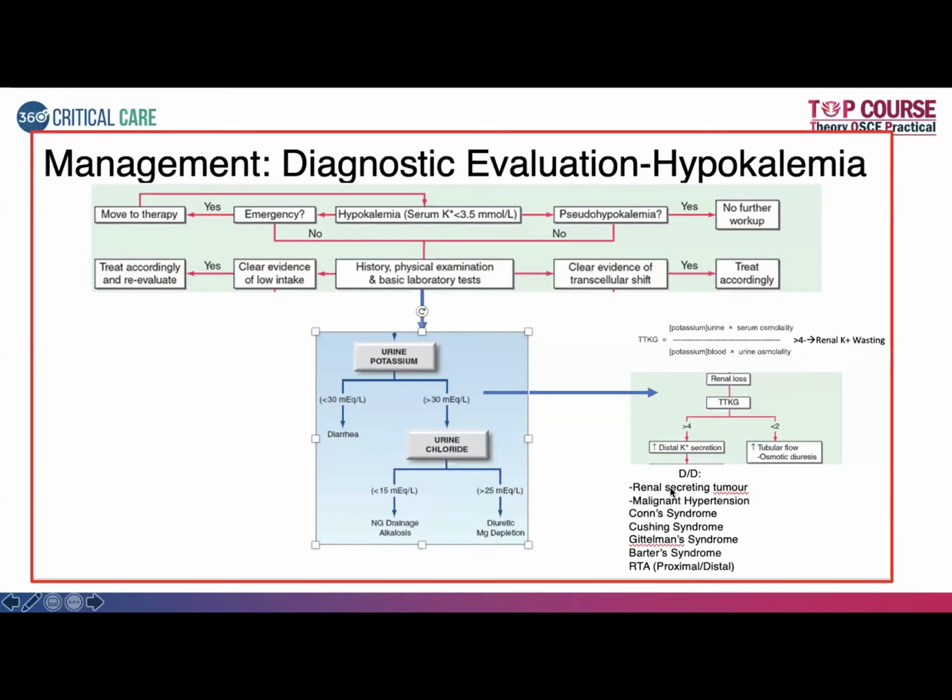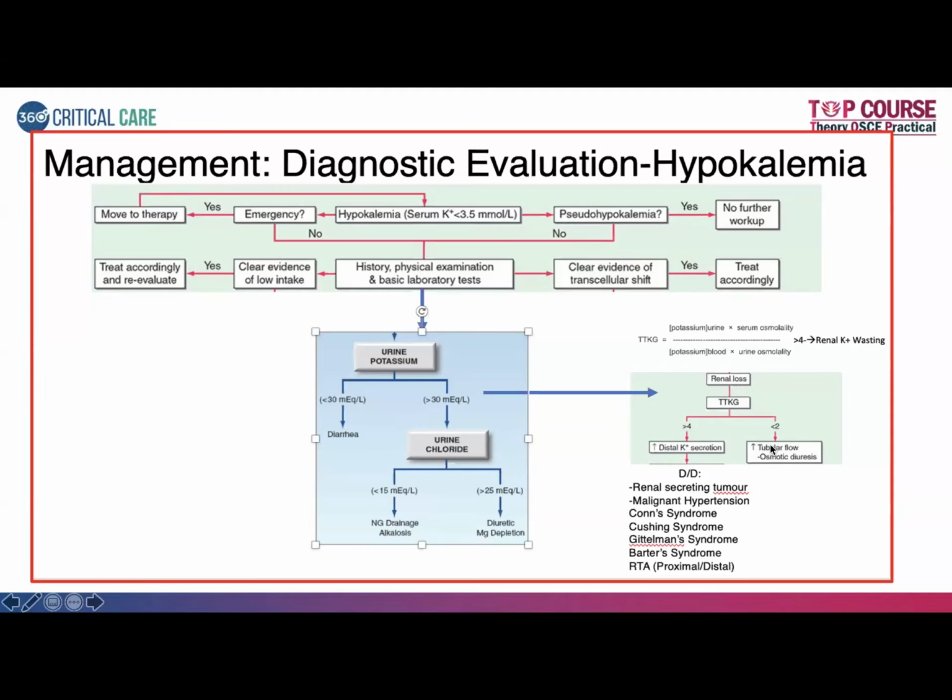So the etiologies being renal secreting tumor, malignant hypertension, anything that can result in acidosis, especially RTAs like proximal RTA, distal RTA, Gitelman, Conn's, and Cushing syndrome. So these will be associated with high blood pressure, malignant hypertension, Conn's, Cushing's. So these are the various syndromes that can result in high TTKG.